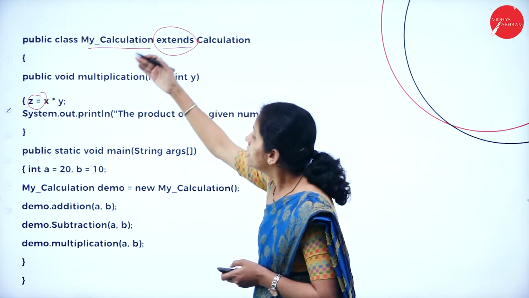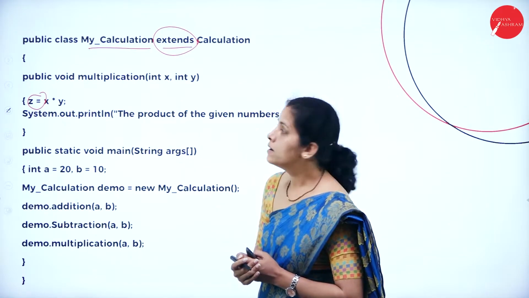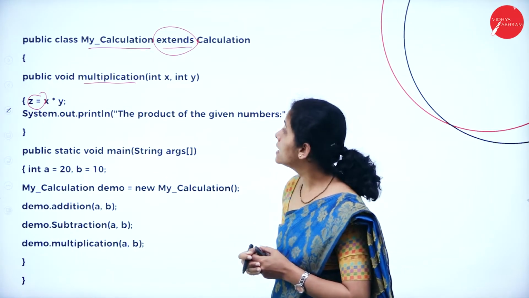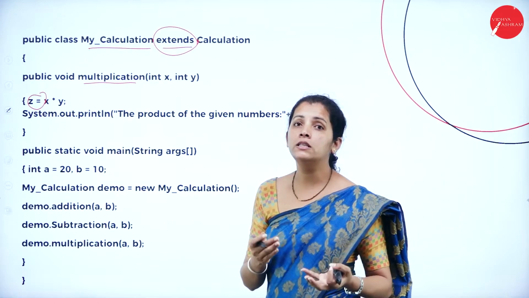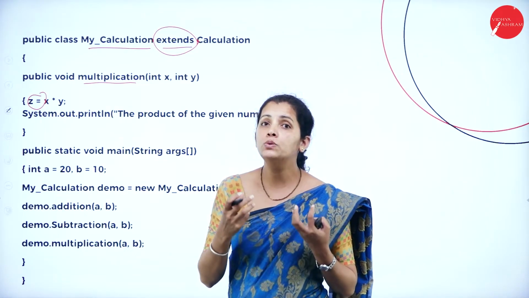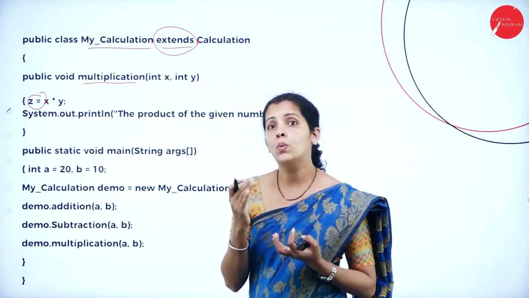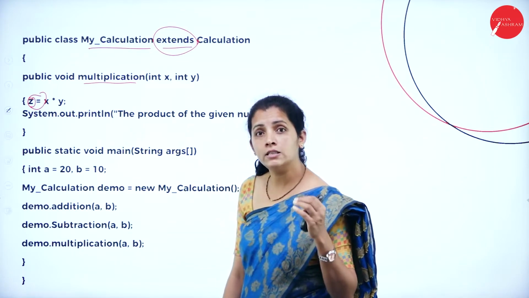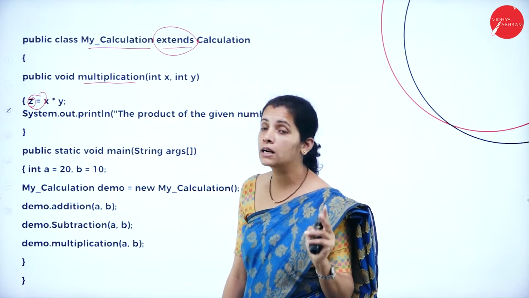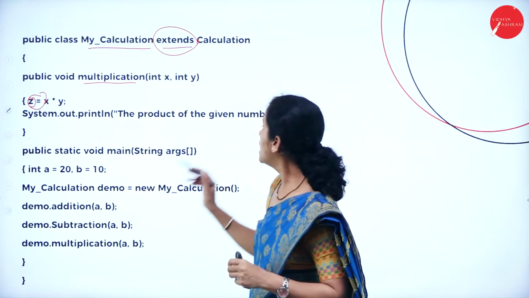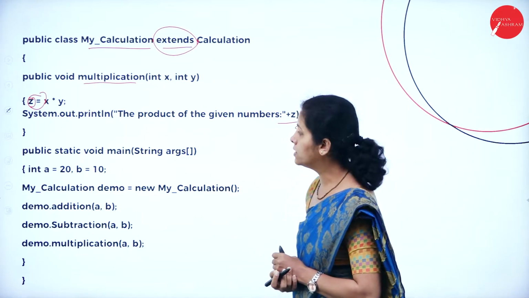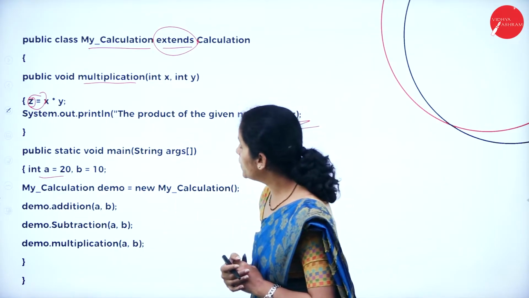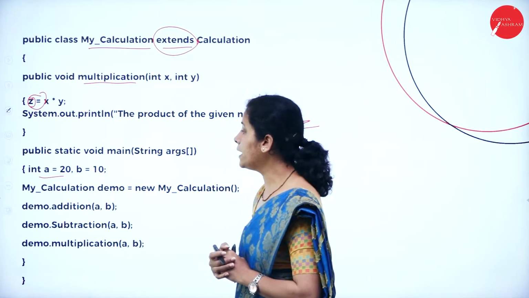Now in my main program, once again I'm going to write a method, that is multiplication. So what is the need of multiplication here? It's mainly used to multiply two variables. Now see here, I'm going to make use of an existing property of my superclass. So that is Z. Now I'm going to display the output. And see here, I'm going to declare A equal to 20 and B equal to 10.